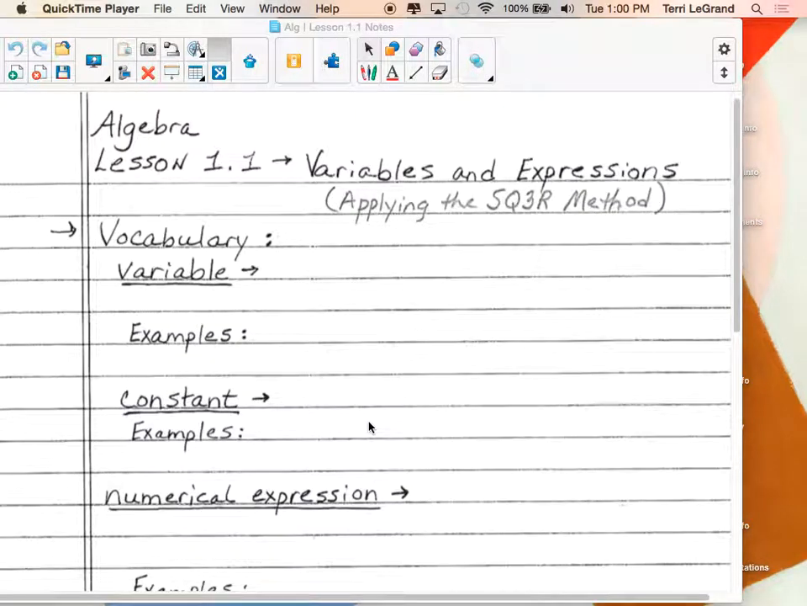So in lesson 1.1, we have two algebraic goals. Our first one is I can translate between words and algebra. I can make words into algebra, I can make algebra into words. And then I can evaluate algebraic expressions. So these were some of those first few problems on your pretest.